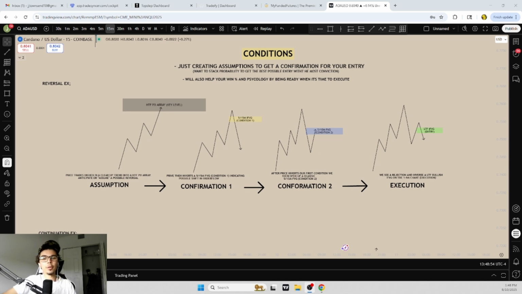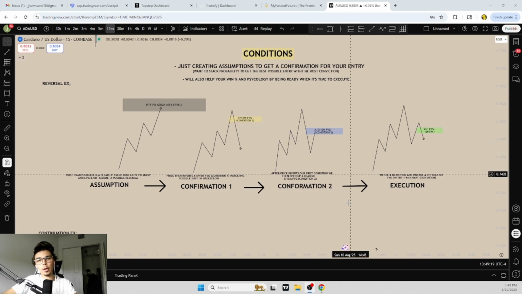Anyways, today we are going to be learning about conditions. I use conditions mainly for creating assumptions to get confirmation for an entry, right? So the more conviction I have, the more probable my entry is and the more confident I feel about it, right? So exactly what I put underneath it, I want to stack probability to get the best possible entry with the most conviction. Okay, and then we'll go over this example, right?